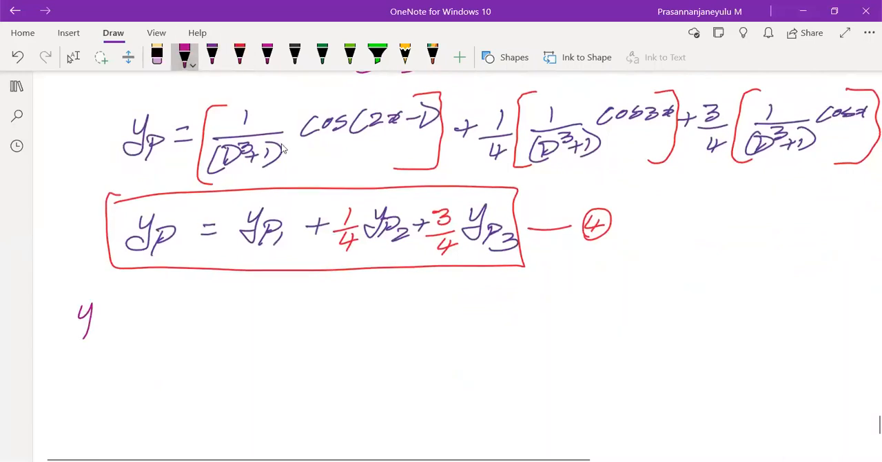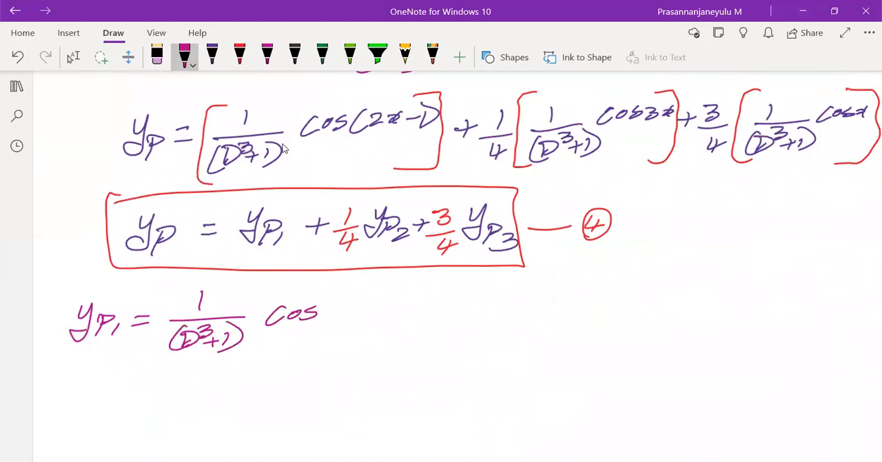Now finding yp1. yp1 equals, what is the yp1? 1 by D cube plus 1 of cos of 2x minus 1. Yes, it is in the form of type 2. So what do we have to substitute here? Put D square equals how much? Minus 2 square only. Whenever we have cos x, then we have to substitute D square equals minus a square.